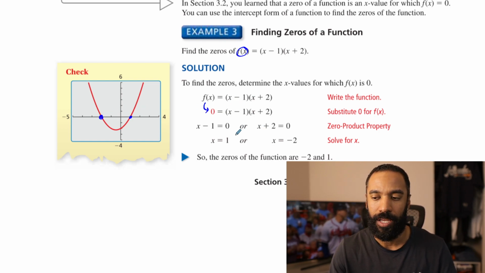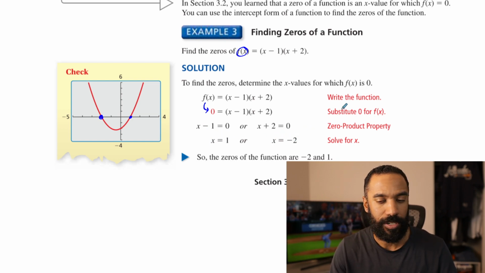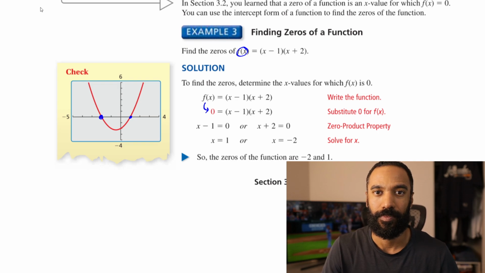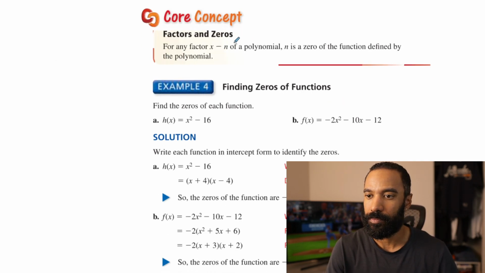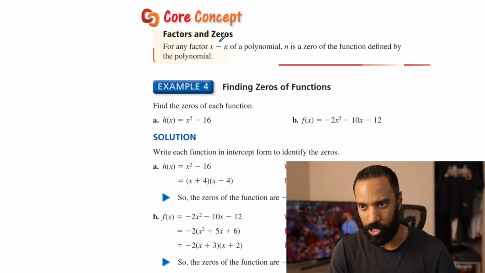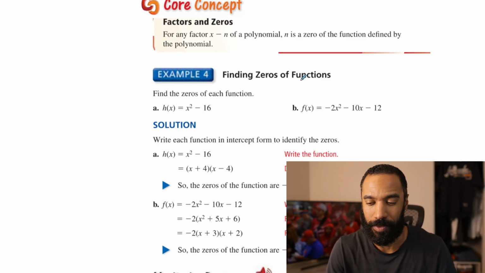So they found out that negative 2 and positive 1 are the 2 zeros of your function. Zeros and x-intercepts get to be used interchangeably as terms. That's what we do with them. And that's kind of what they're saying here. For any factor x minus n, n is the zero, because if x minus n equals 0, then x equals n.